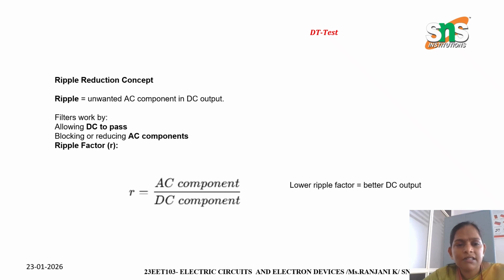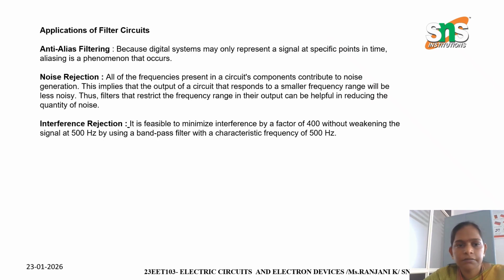Next, let us see the ripple reduction concept. Ripple is the unwanted AC component in the DC output. Filters work by allowing the DC to pass and blocking or reducing the AC components. The ripple factor you can easily calculate as the AC component divided by the DC component. A lower ripple factor means a better DC output.